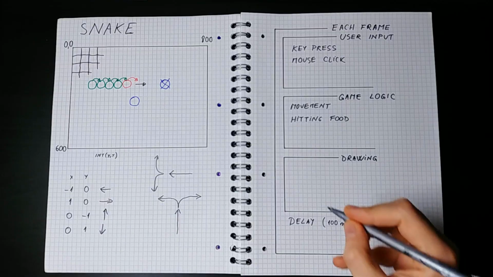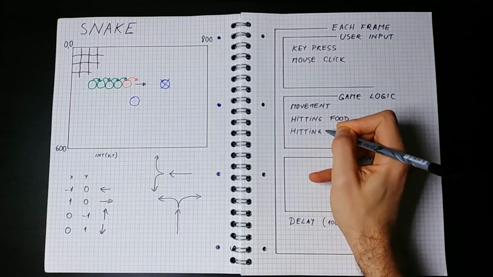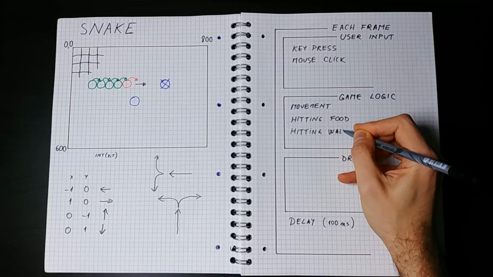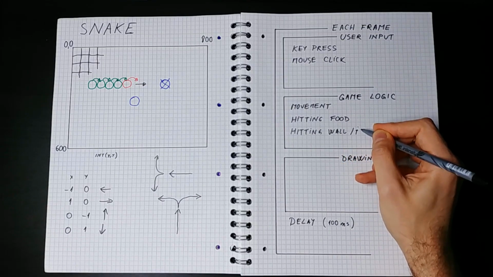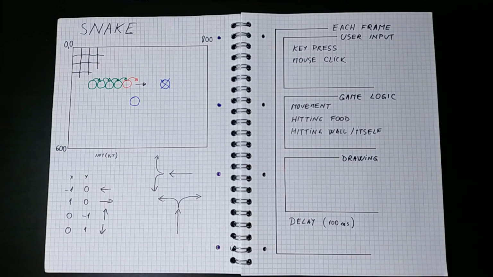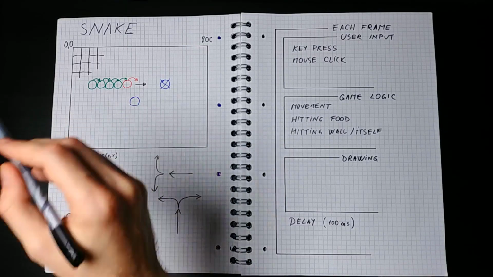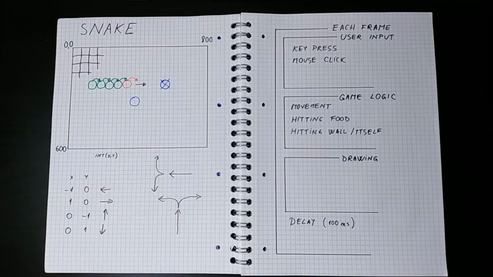The third thing in our logic is to check if the snake hits the walls or itself. For the walls, we simply check the snake's head position and test if it's outside the screen area. For itself, we compare the position of the snake's head with the position of every other snake segment's position. If any collide, the game is over.